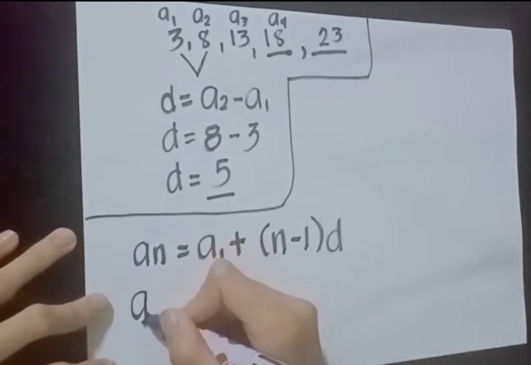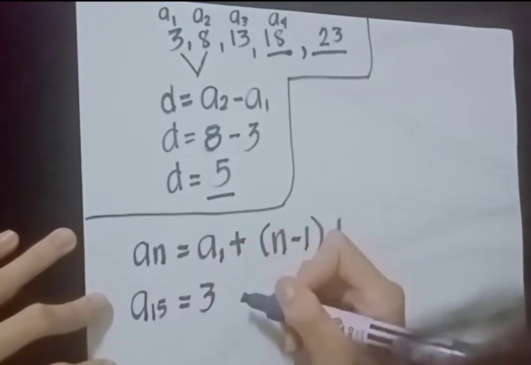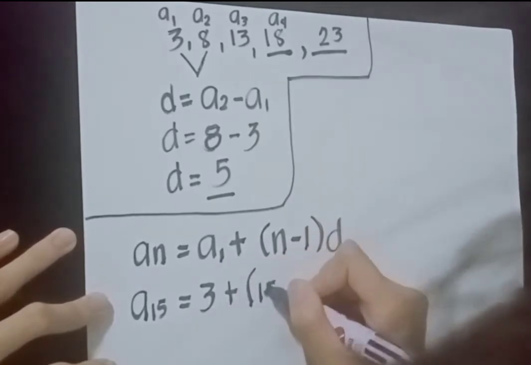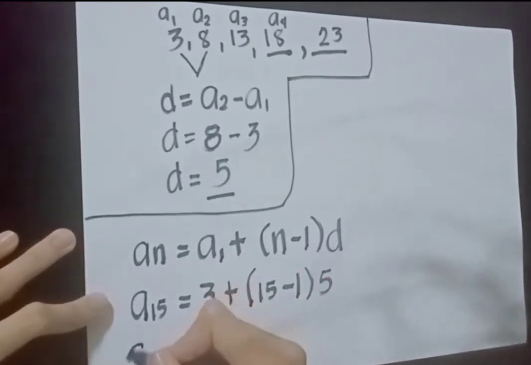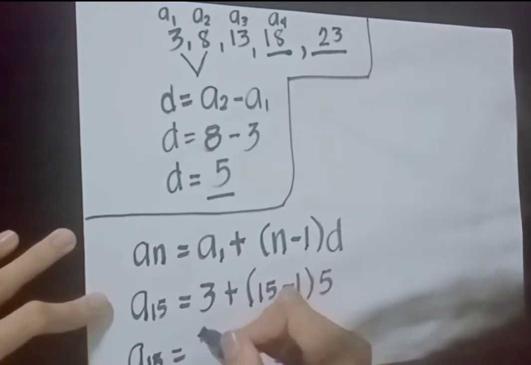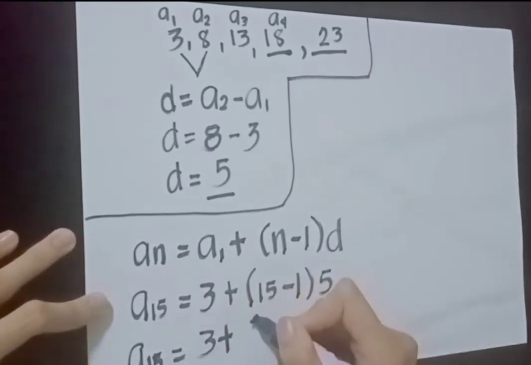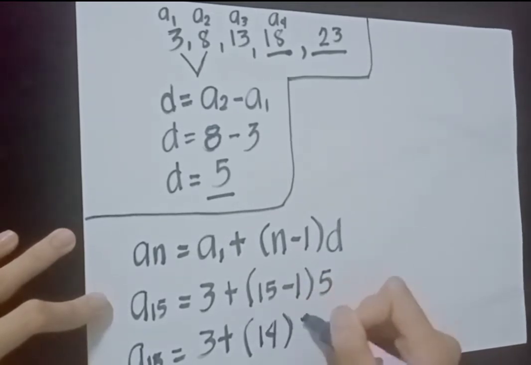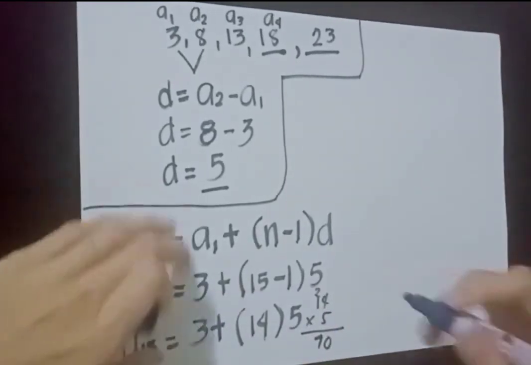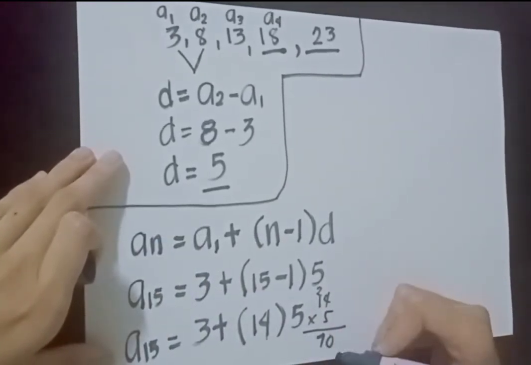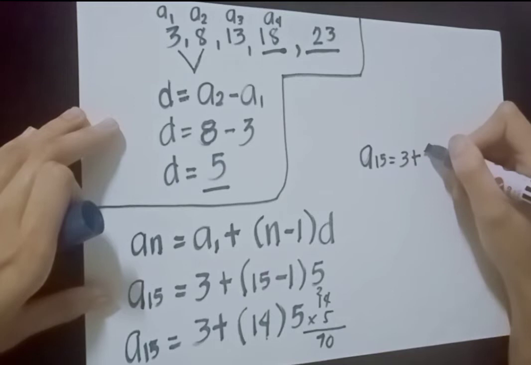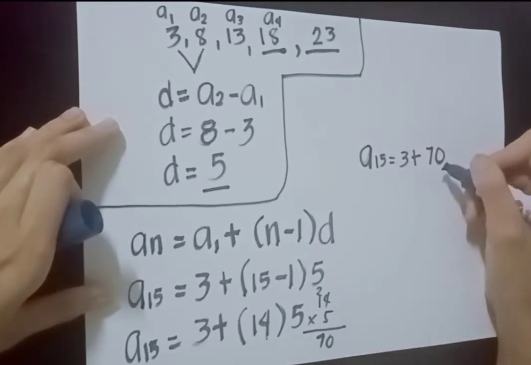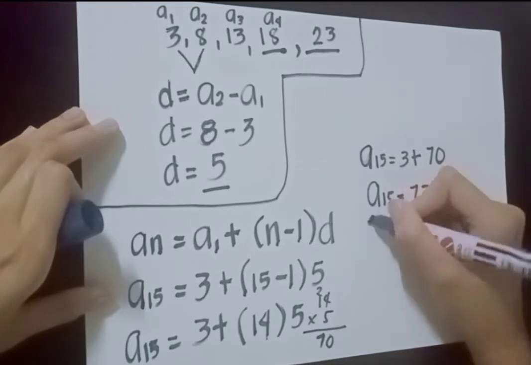Our n is 15, so a15 equals 3, our first term, plus our n minus 1 times the common difference 5. Let's answer first the parentheses. So a15 equals 3 plus 15 minus 1, which is 14, times 5. Next we multiply: 14 times 5 is 70. So a15 equals 3 plus 70, which is 73. So a15 equals 73.